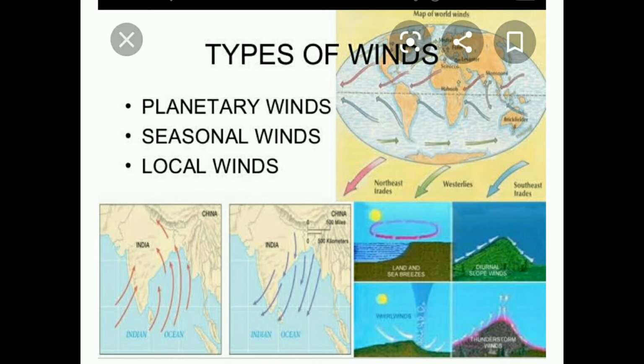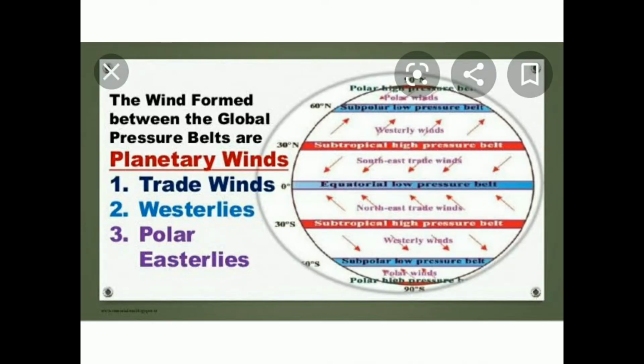Now let us discuss planetary winds first. In the picture you can see the globe and the movement of the arrow marks. What you can see there is the movement of the wind, and those are the planetary winds. Planetary winds occur on the planet as a whole throughout the year. The name itself says that over the complete planet, the whole year, the winds will be blowing, and those winds are called planetary winds. So the winds formed between the global pressure belts are called planetary winds.